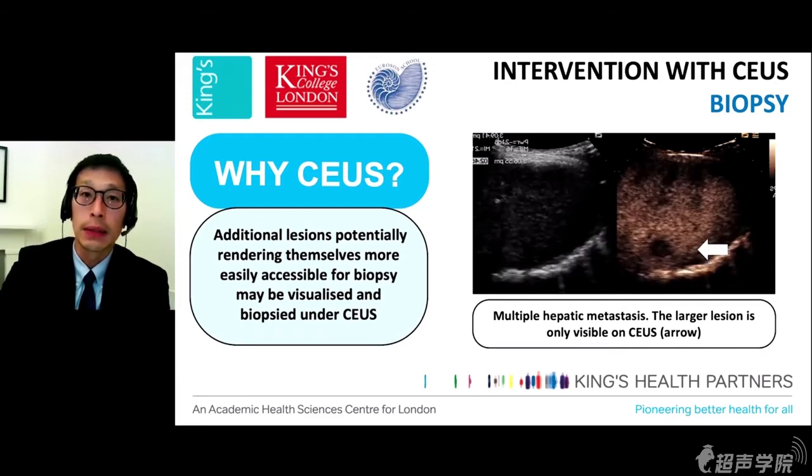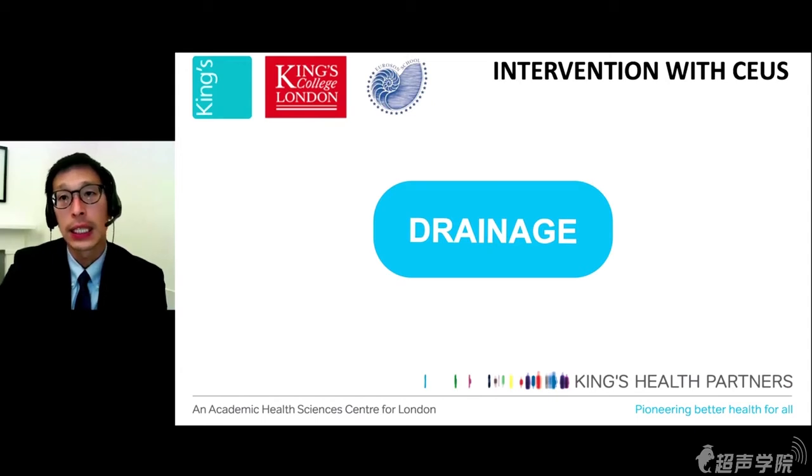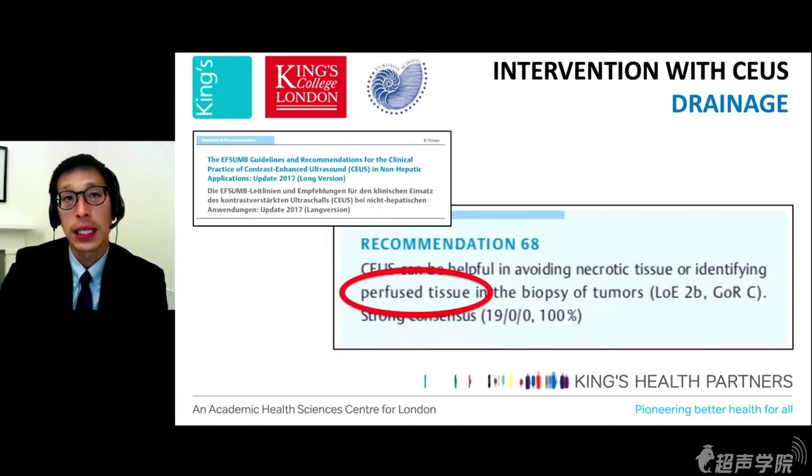We'll move on to the other common procedure that's performed on the ultrasound, which is ultrasound-guided drainage. Again, with drainage, the limitation is to identify the area which may look complex on grayscale ultrasound and differentiate it from the surrounding normal parenchyma. And contrast enhanced ultrasound, by the same principle, can identify the perfused tissue and separate that from the non-perfused abnormality.